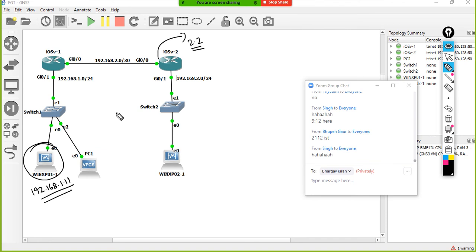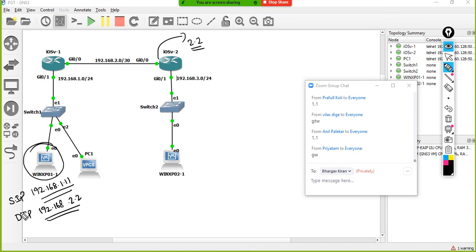Help me out, guys. First of all, what will happen whenever I am trying to ping 192.168.1.11? The source IP is this, and the destination IP is 192.168.2.2. So the first request, where will it go? Where will the request go? Help me out. It will go to 1.1. Why will it go to 1.1, guys?